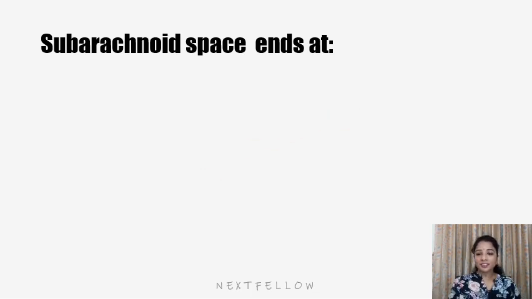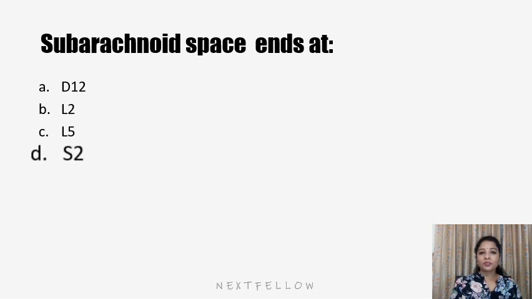So let us understand today with a question. Subarachnoid space ends at... I hope you all know the answer now. It ends at the level of S2. Both the subarachnoid space and subdural space terminate at the lower border of S2.